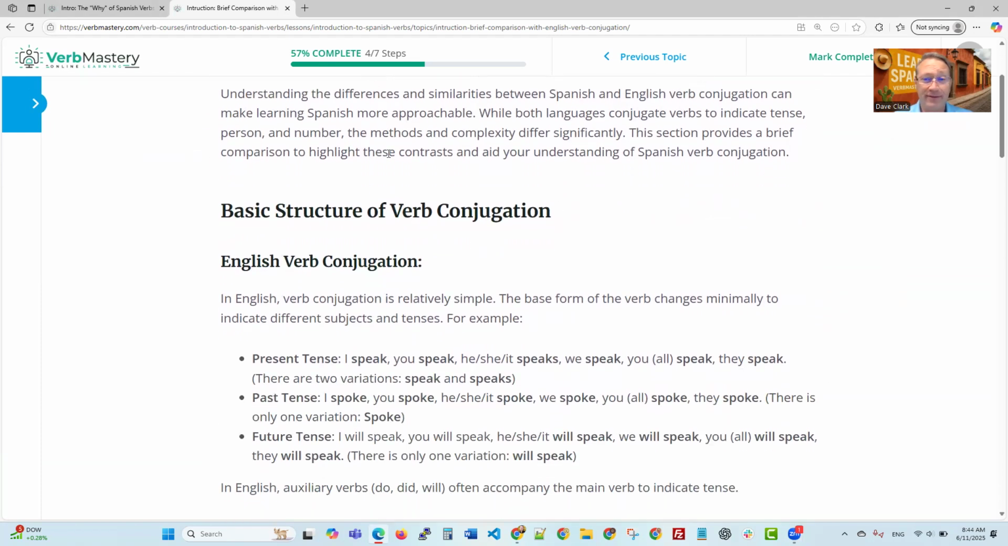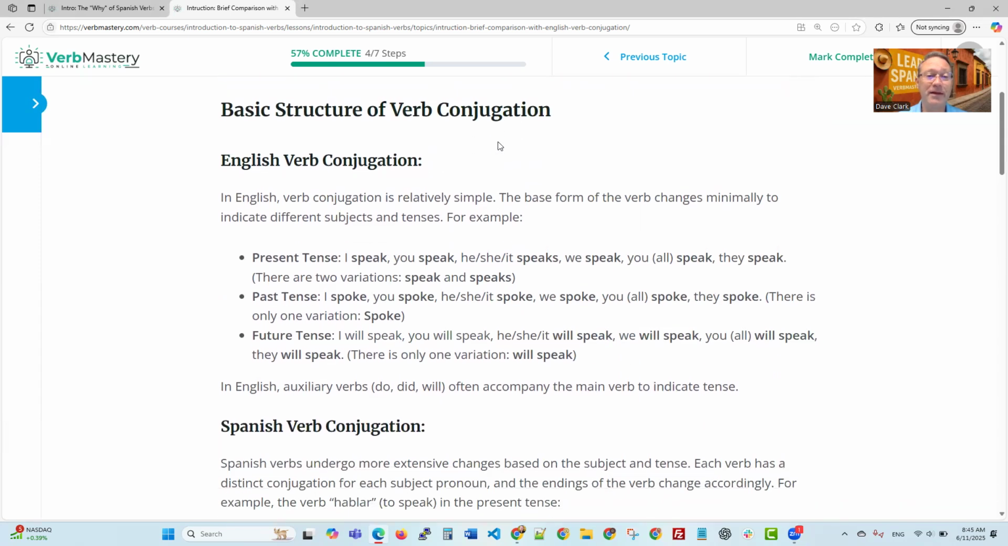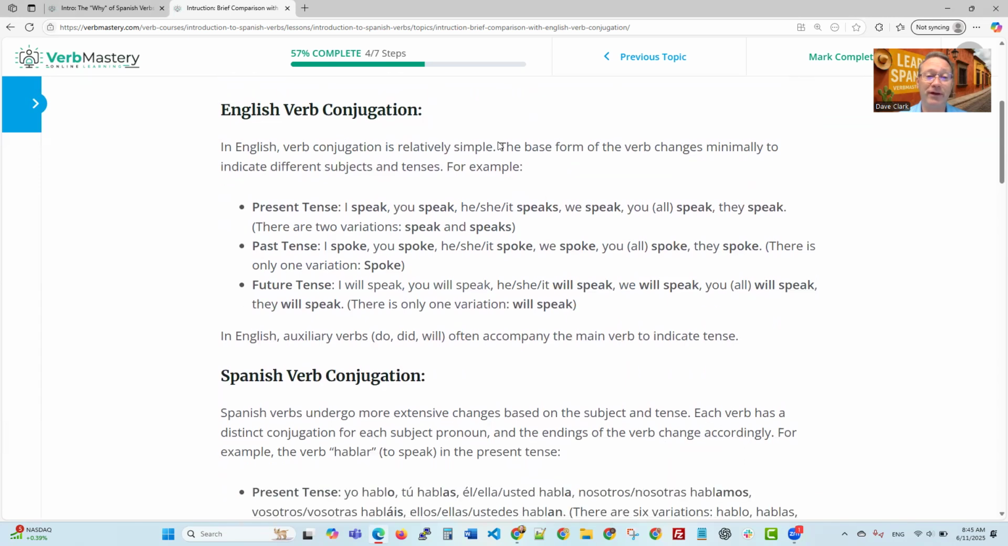Understanding the differences and similarities between Spanish and English verb conjugation can make learning Spanish more approachable. While both languages conjugate verbs to indicate tense, person, and number, the methods and complexity differ significantly. This section provides a brief comparison to highlight these contrasts and aid your understanding of Spanish verb conjugation. Basic structure of verb conjugation.